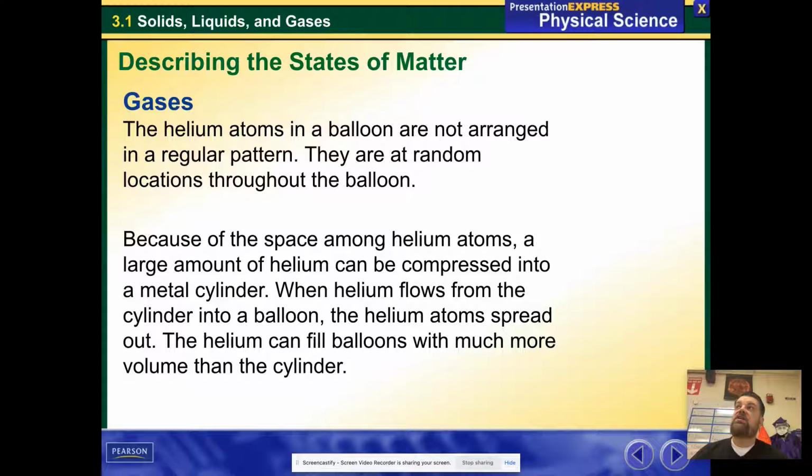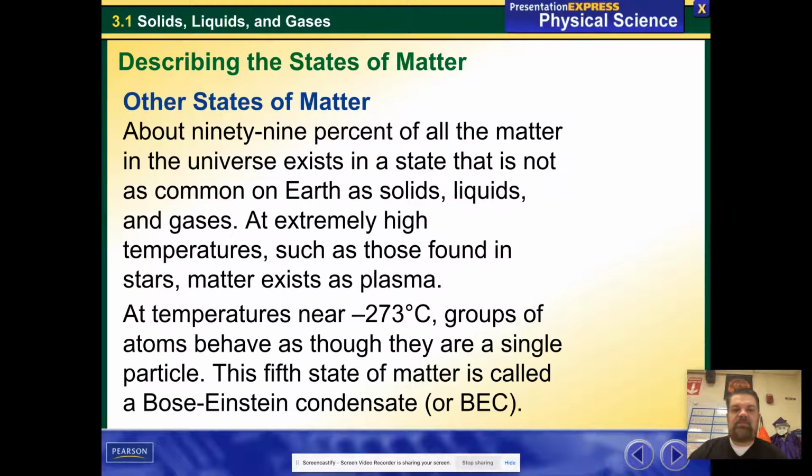So when you go to get your balloon, they have a big tank, and they hook it up to the balloon, and the stuff in the tank is pressurized, so they're cramming all those atoms into the tank, and the atoms are moving around quite a bit because they have a lot of kinetic energy. And when you let them out of the tank, once they get into the balloon, they kind of stretch out and go, you know.